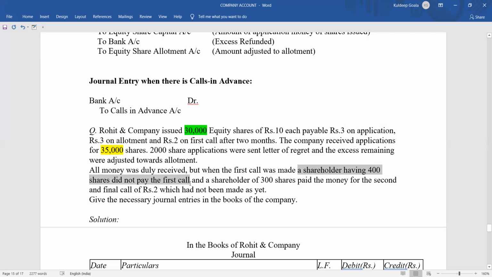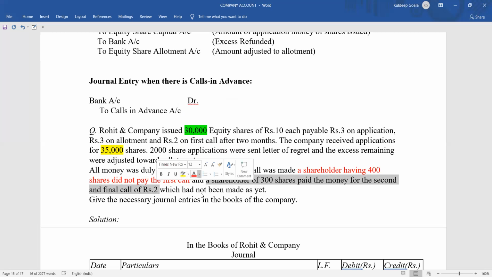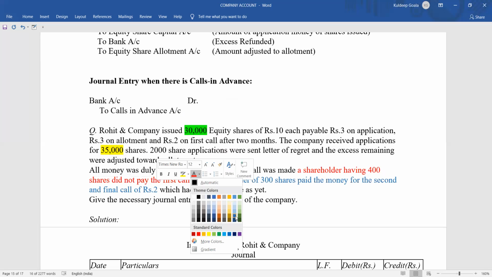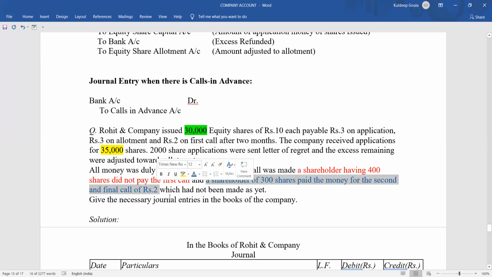That means this is a situation of calls in arrear. I'll just make it red color so that you can understand. Red color indicates calls in arrear. A shareholder having 400 shares did not pay the first call, so calls in arrear. And another shareholder of 300 shares paid the money for the second and final call of ₹2. He paid his second and final call money as well. That means this is a situation of calls in advance.